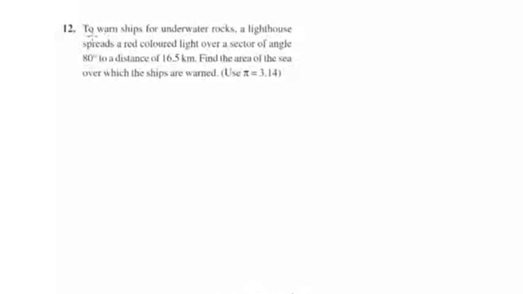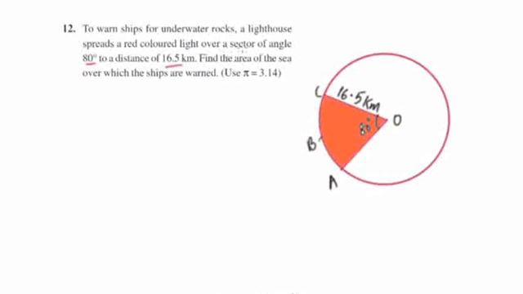Question 12 of this exercise says to warn ships for underwater rocks, a lighthouse spreads a red colored light over a sector of angle 80 degree to a distance of 16.5 kilometer. Find the area of the sea over which the ships are warned. So the lighthouse basically spreads a red colored light in the form of a sector of a circle having an angle 80 degree and radius 16.5 kilometer. So we have to find the area of the sector.